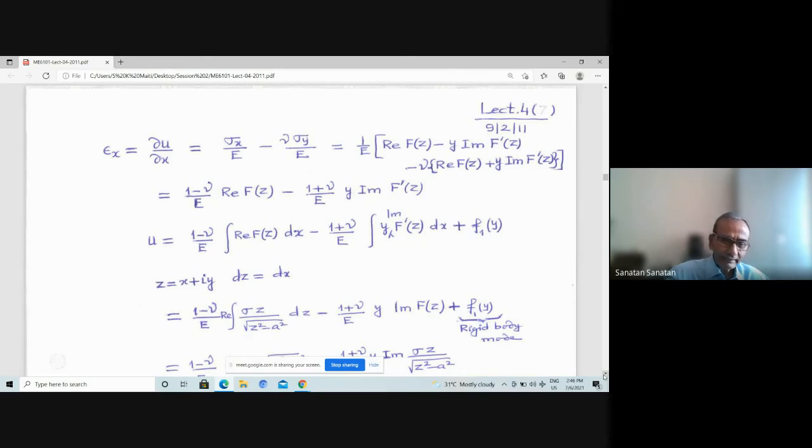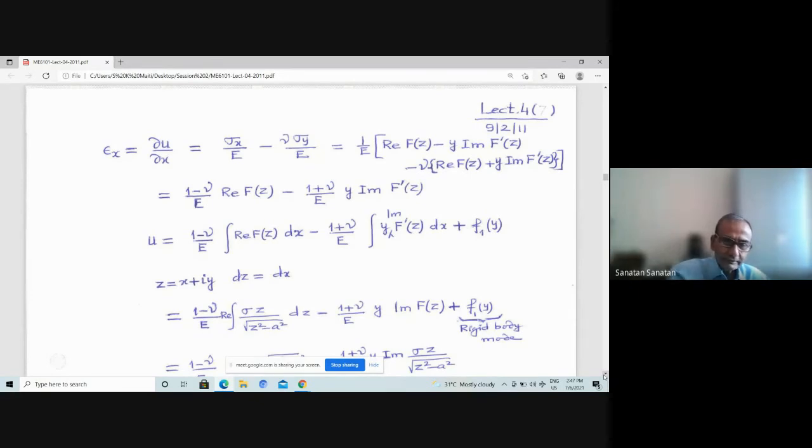So u is nothing but this, and delta u by delta x is the definition of epsilon x. So therefore, you see, u is what? You must then integrate the right hand side with respect to x. It is a partial derivative, so therefore you can imagine that it is a partial derivative.